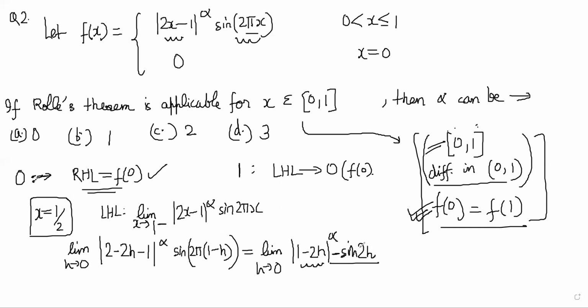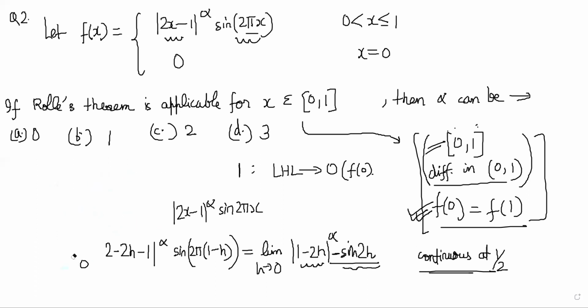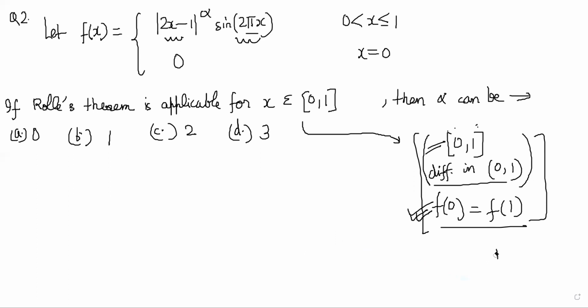When you do 1 plus h, again I'll get 2 plus 2h minus 1, so 1 plus 2h. Again, it will tend to 0 because of this part, right? So it seems to be continuous right now at half, right? But differentiability also you have to check. So for differentiability, how will you do? You will have to check the derivative, LHD and RHD. Just before and just after, you have to check the derivative.